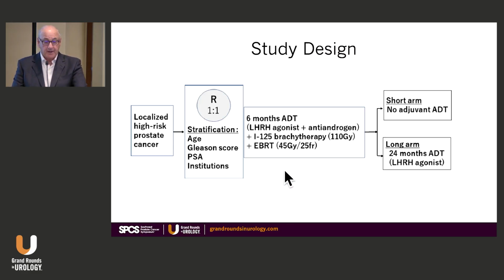The study design was high-risk prostate cancer, 1-to-1 randomization, and everybody got 6 months of hormonal therapy at entry, then the patients were randomized to no more hormonal therapy versus another 24 months. So it's 6 versus 30 months of hormonal therapy. The study was designed as a combination, implant first, 110 gray was the planning dose, and then 45 gray in 25 fractions following the implant with a 1-month break.